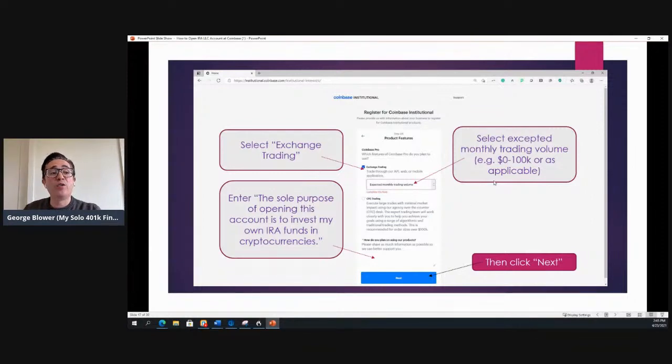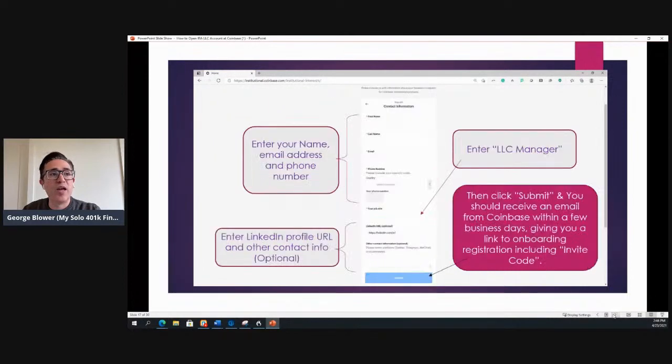This same screen is asking, how do you plan on using our products? Here, a good answer is going to be, the sole purpose of opening this account is to invest my own IRA funds in cryptocurrency. And then you'll click next.